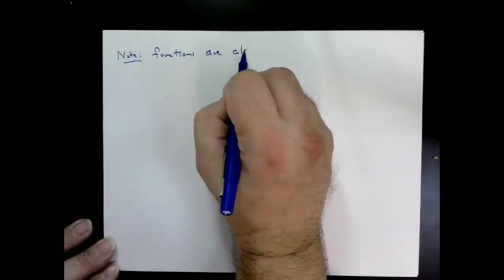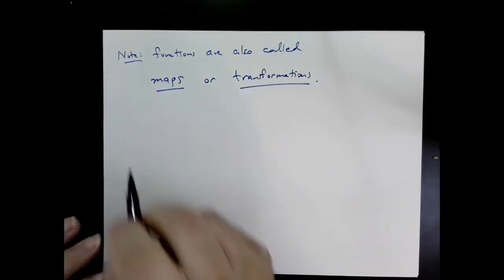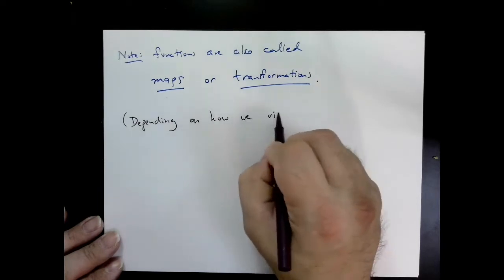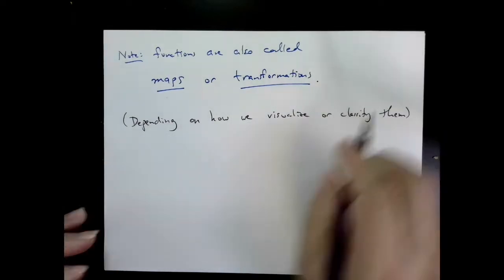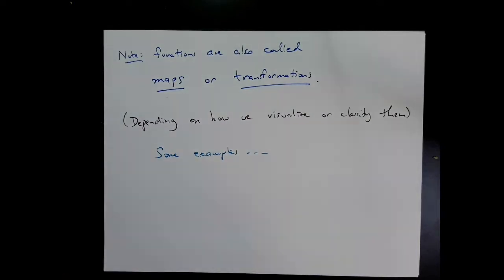Functions are also called maps and transformations, and this depends on the context and how we're thinking of them, specifically how we're choosing to represent or visualize the function. Let's give some examples.